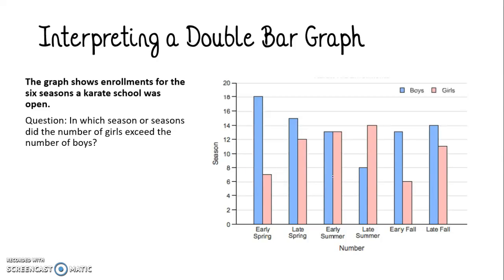Let's take a look at an example. The graph shows enrollments for the 6 seasons a karate school was open. In which season or seasons did the number of girls exceed the number of boys? So we're looking for when the girls, right, are greater than boys. So when the pink bar is higher. So we can see that this happens in late summer. But that's the only season.